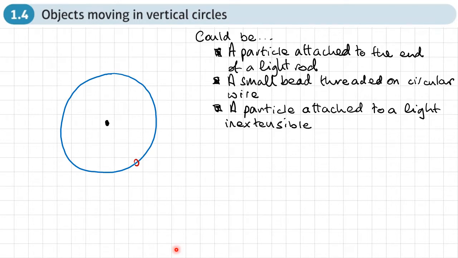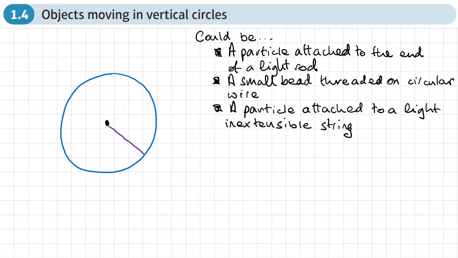Or it could be a particle attached to a light inextensible string. Let's put that on there. It's going to look similar to the first diagram that we had. So there's our string there, and a particle on the end, and again, pushed with enough force, it's going to go around in this circular path.